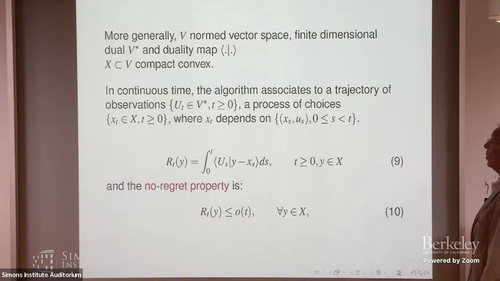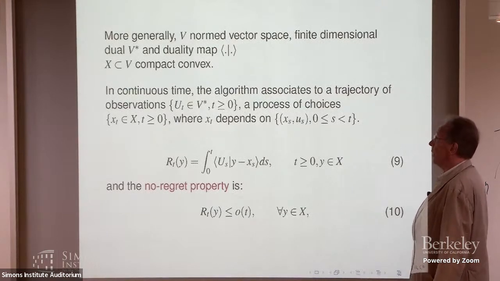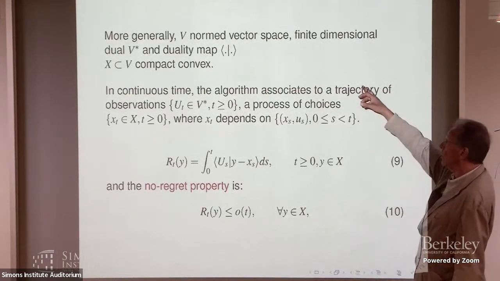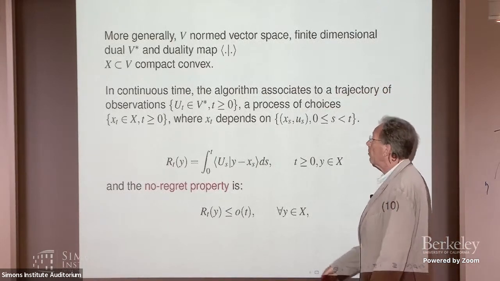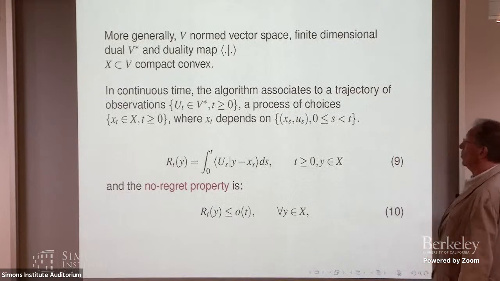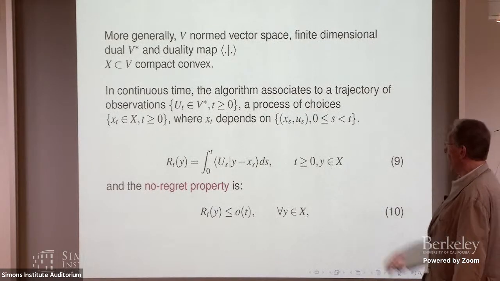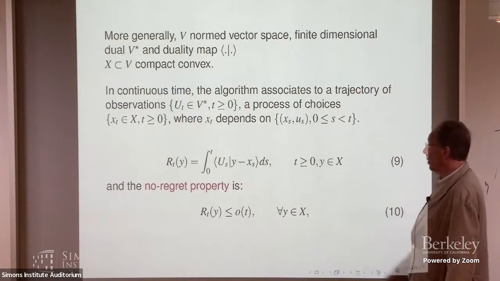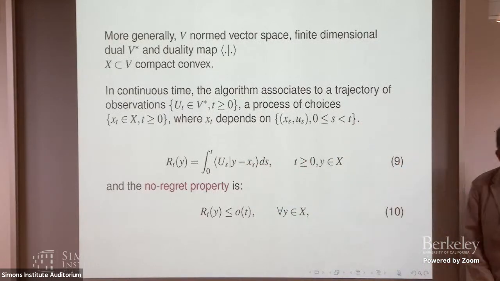So V is a normed vector space. I will always assume it's finite dimensional, with a dual vector space and duality map, meaning that it's not necessarily a Euclidean framework. So I can have all this duality map here. And I will assume here X to be compact convex. In games, if you don't have compactness, then it's difficult to get equilibrium. So in continuous time, I will denote now by capital U the vector, and this is the regret, and the no-regret property is like this.